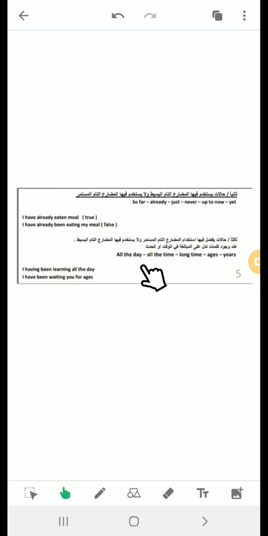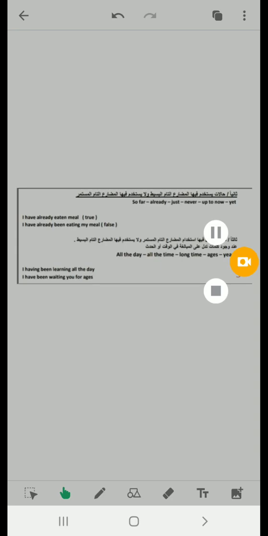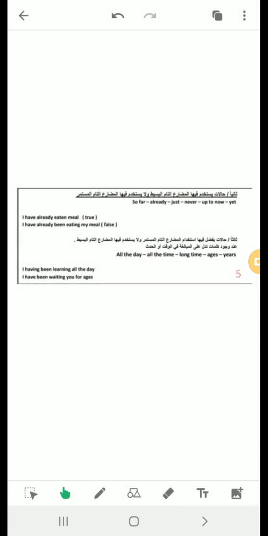action. So, in order to differentiate between these 2 tenses, the tense that focus on the time or emphasize the length of the time is present perfect continuous. We use all the day, all the time, long time, so it's a long time that emphasize the length of the time is present perfect continuous.